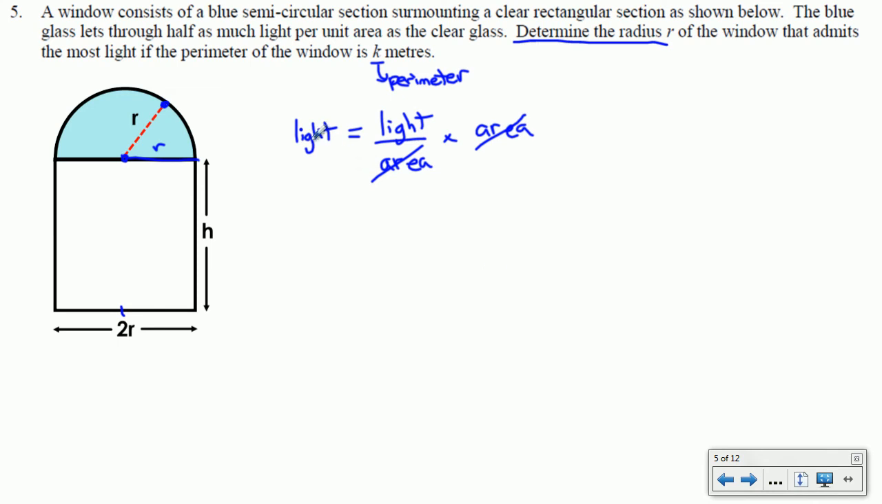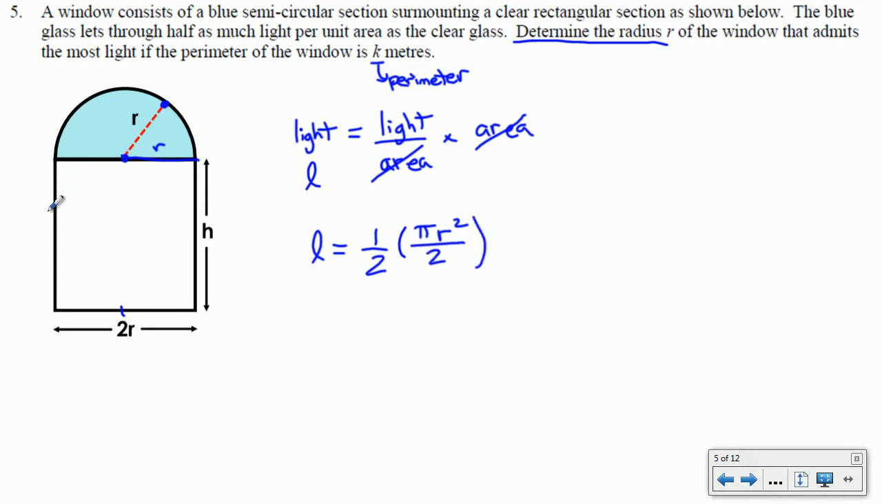So I'll maybe call this variable L. L will be the amount of light coming through the semicircle. So this is half the amount of light that's coming through the rectangle per unit area. And I'm going to multiply that by the area of a semicircle. Now the area of a semicircle is pi r squared divided by 2, because the area of a regular circle is just pi r squared.